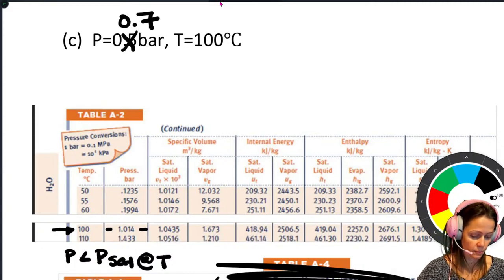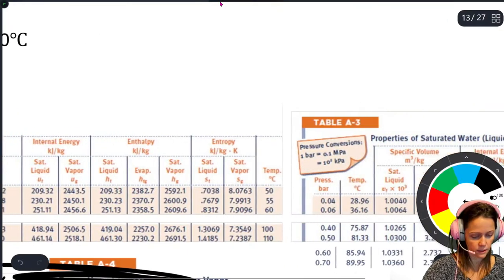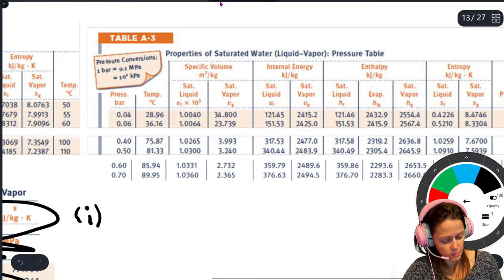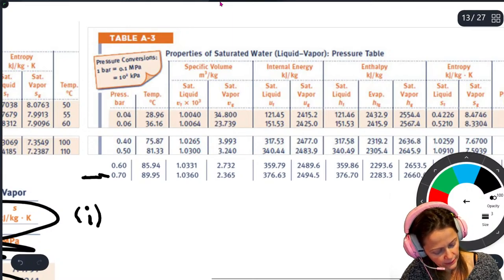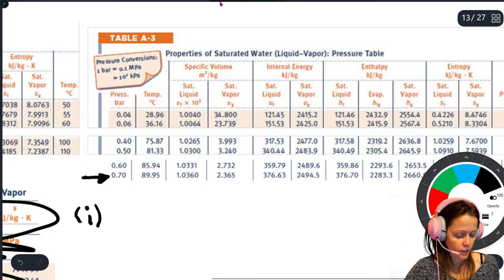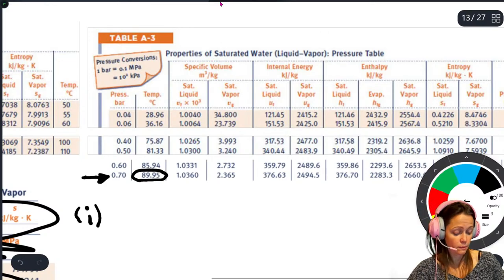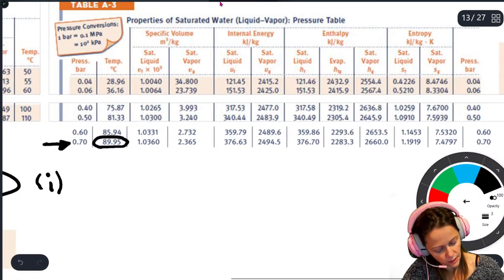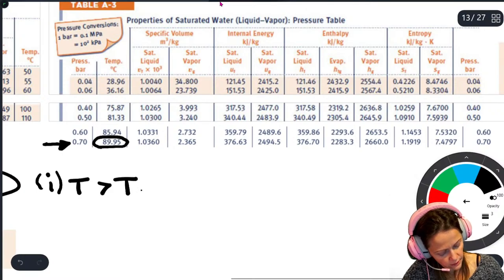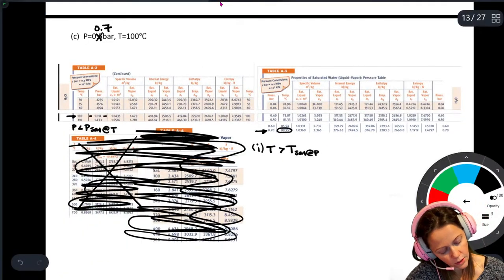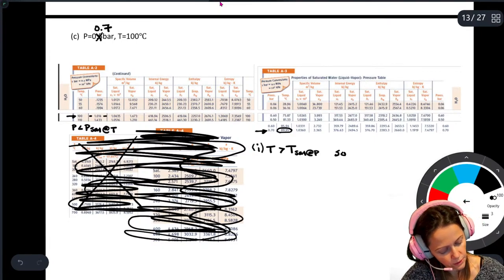And the same thing for table A3. If I look it up according to the pressure, and if you printed out these before, you'll see that I actually added two line items, just right underneath it if you need to. So at 0.7 bar, you can see that the saturation temperature is 89.95 degrees Celsius. So you can see that our temperature is greater than the saturation temperature at that 0.7 bar. And there we go. So it's superheated.